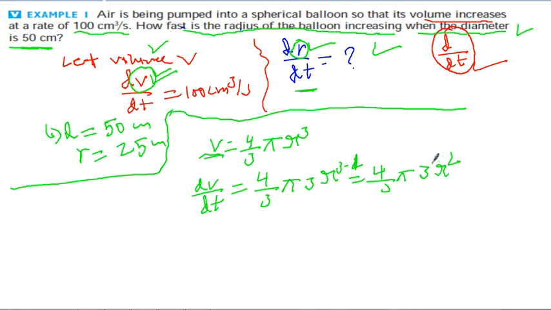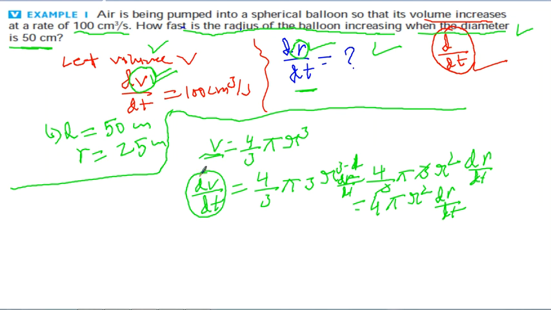This is one. So r square, 3 and 3 cancel, so it will be 4 pi r square dr upon dt. Sorry, this will be dr upon dt, and this will also be dr upon dt. Now I have established the formula: dV upon dt is equal to 4 pi r square dr upon dt.